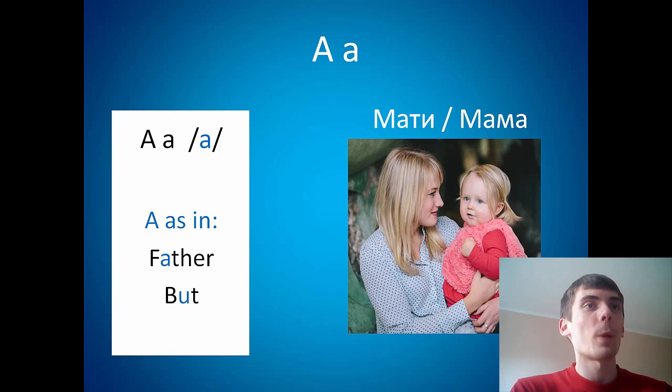Okay, now we are going to start with the first letter, which is A. We write this letter as the English A, and we always pronounce it as A, as in father. An example for you is мати or мама. These two words mean the same, just мати is a bit more respectful than мама. But really, these days, everybody is using these two words without any difference. Мати is more like a word from the past, but still, some people do use it today.